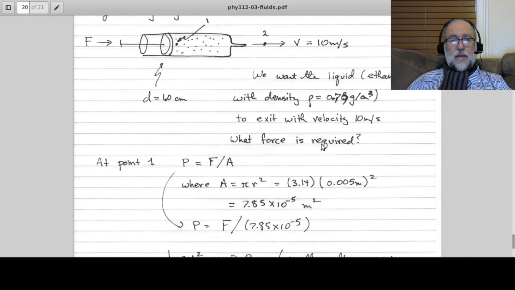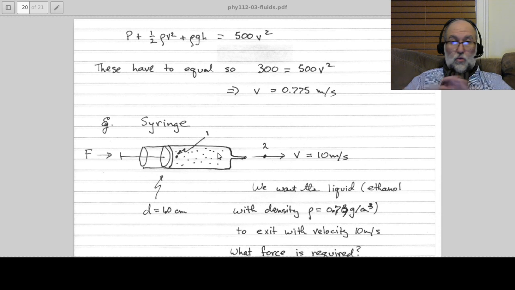Let's go back and just see what's going on there. Here, everything is at the same height, so the rho g h is gone. At point number one, all the energy density is in the pressure. At point number two, all the energy density is in the kinetic energy density. So what's happening here is pressure is being turned into kinetic energy. You can imagine what's going on. You're squeezing in on this. In here, the molecules are being squished together, so they've got spring potential energy from molecule to molecule interaction. That energy is released out here and it becomes kinetic. So pressure can be turned into kinetic energy, and it would cause the fluid to squirt out.